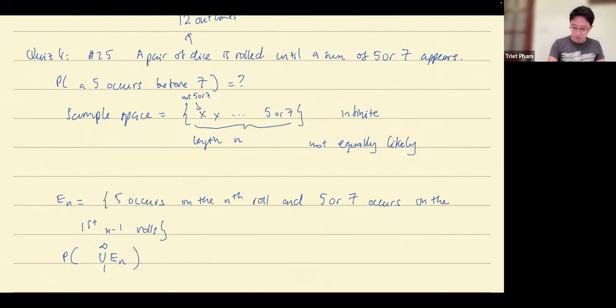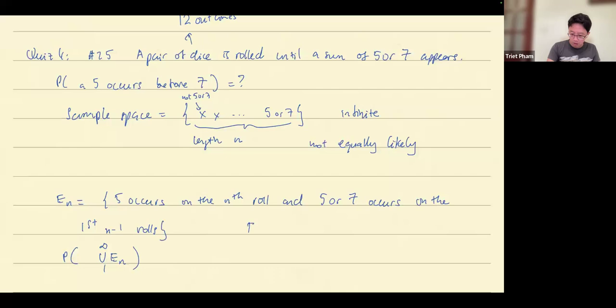And then we notice that the En here are mutually exclusive. They're mutually exclusive basically just from the fact that the length of the row is different. E8 and E9 have nothing in common.